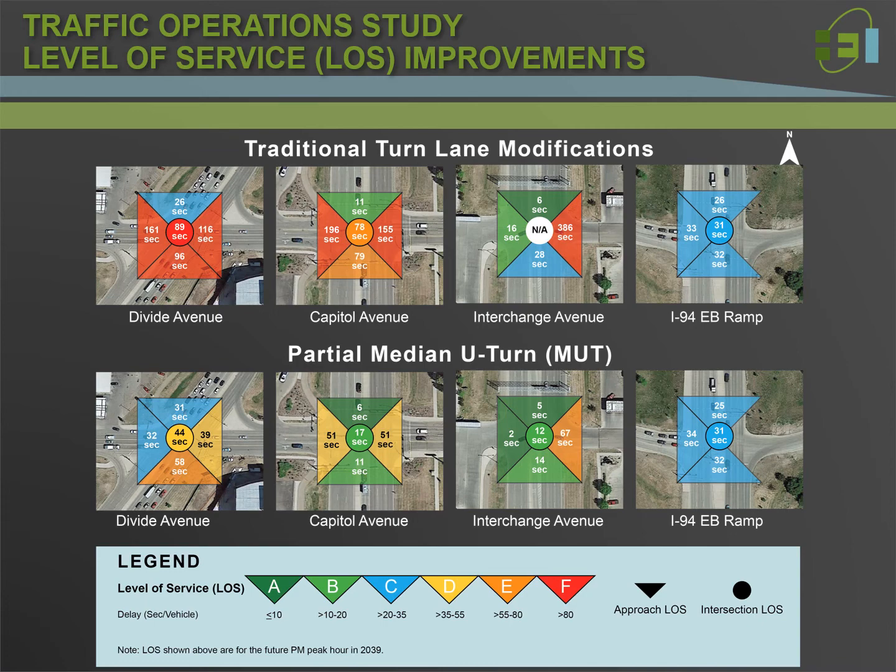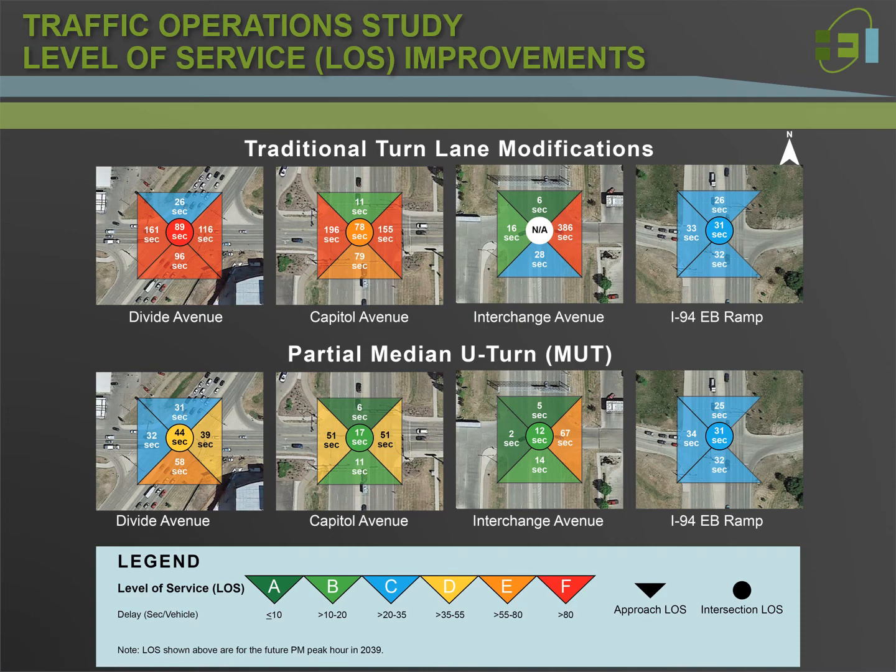Locations shown in red and orange would be considered to have unacceptable level of service due to excessive delay time. Noted in the legend below the level of service grades is the corresponding average delay or queue time drivers may experience at a particular location. For example, a level of service grade D would have an estimated 35 to 55 second delay.